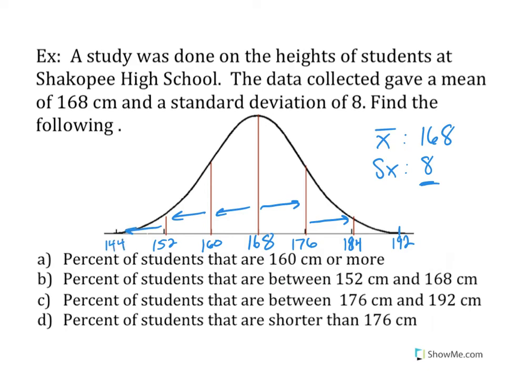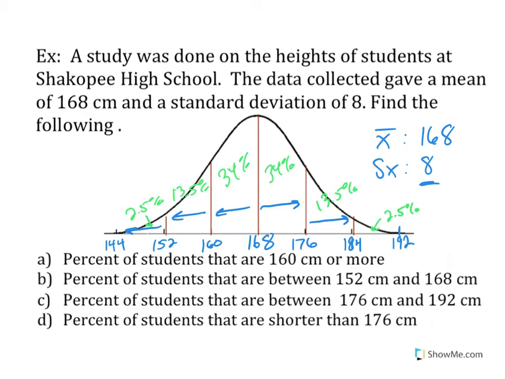Once we have our tick marks laid out, remember the percentages from the previous slide, right? 34% lie 1 standard deviation above and below the mean. 13.5% is this next little wedge, and then the little tiny sliver is 2.5%.